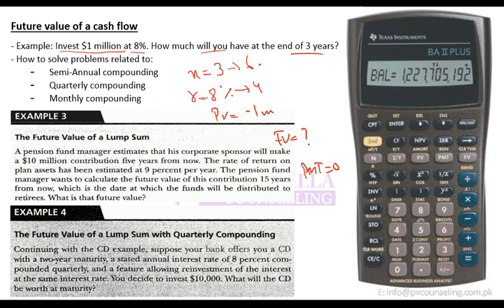If you are told it is quarterly, you change N from 3 to 12. 3 years of quarterly compounding is 3 into 4, which is 12, and you change the rate to 2%, and you calculate the future value. If it is monthly compounding, you change N to 36, and you change the rate to 8 divided by 12. 8 divided by 12 would be 0.67%, and you compute FV and you will have your future value.